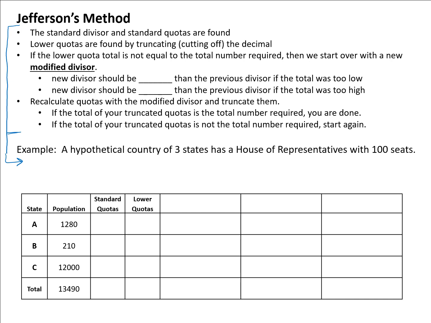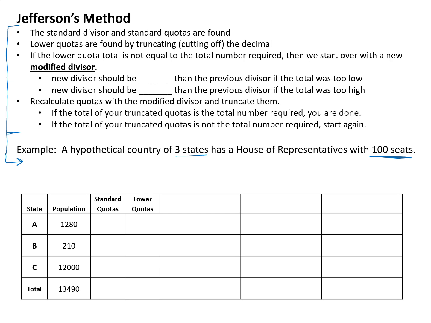Now we're going to use a hypothetical country of 3 states because if we used our real country with 50 states, it would just take too long to do the numbers. So we're going to use 3 states just to get an idea how this process works. And we're going to say these 3 states have a House of Representatives with 100 seats. So we want to apportion those 100 seats among the 3 states based on population.